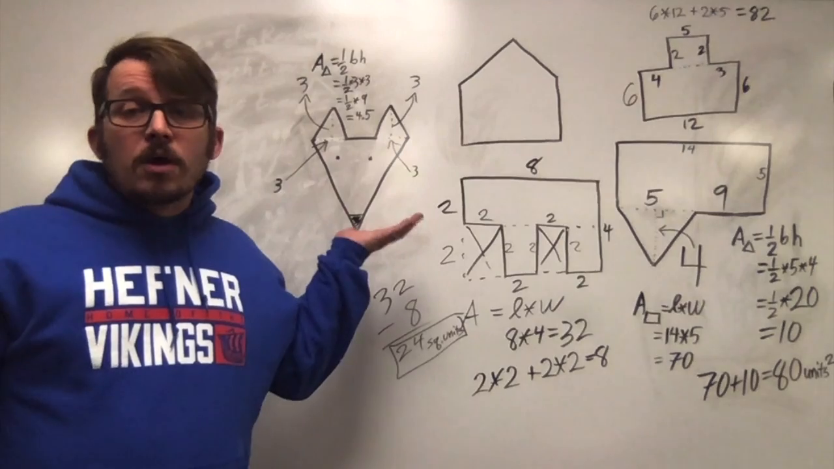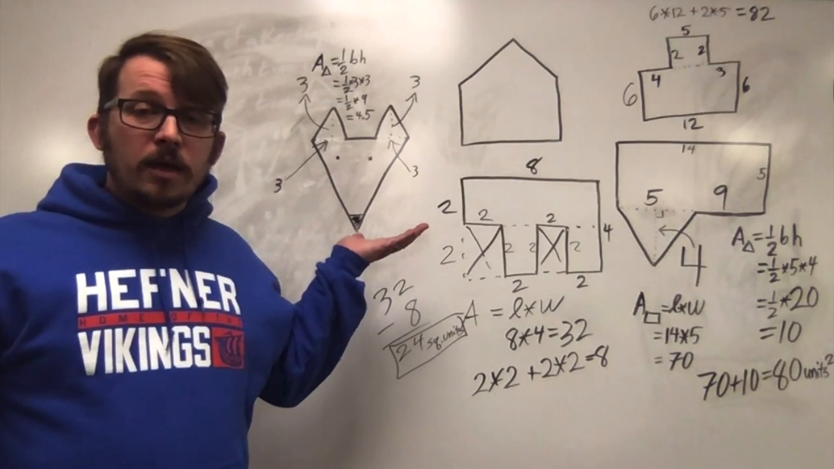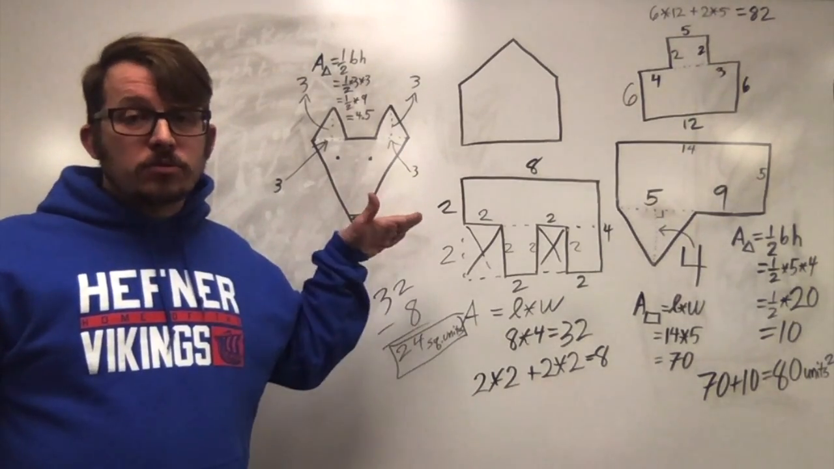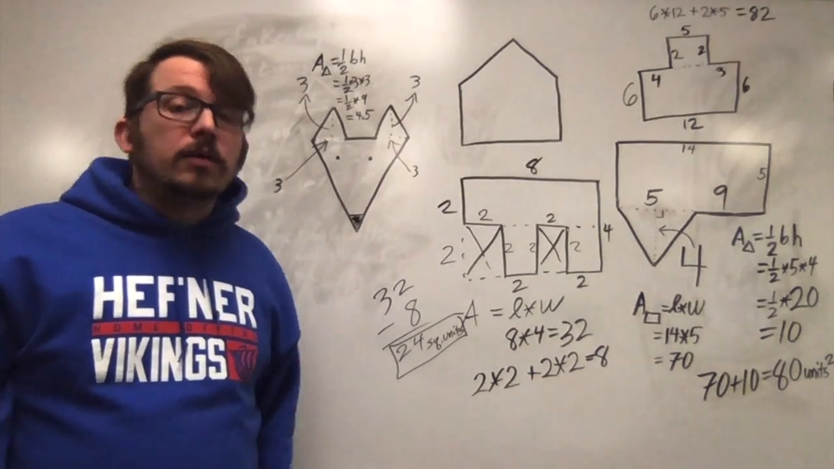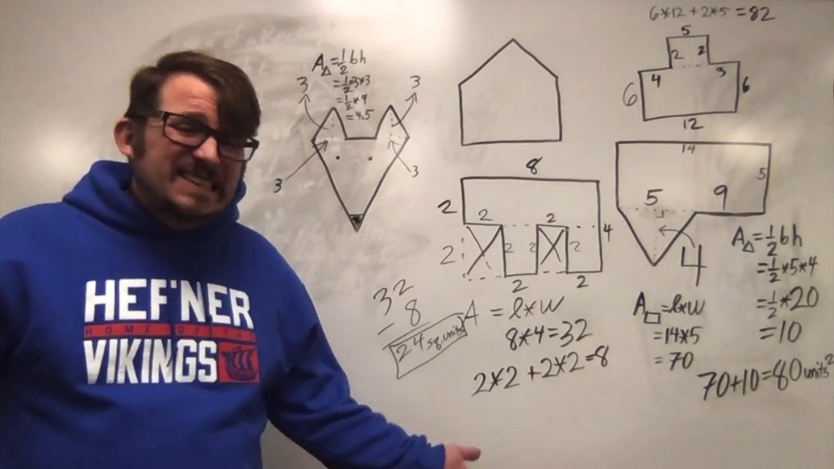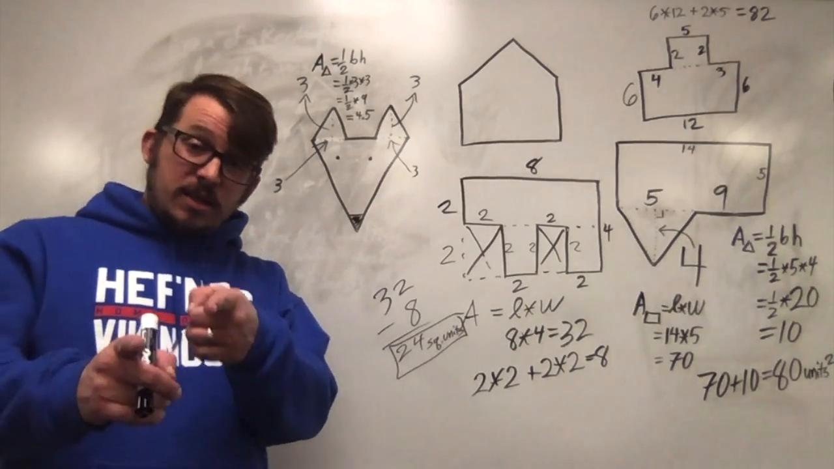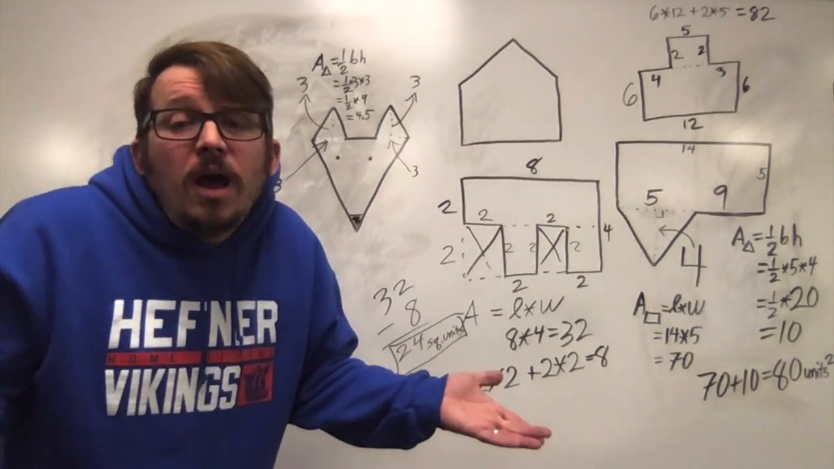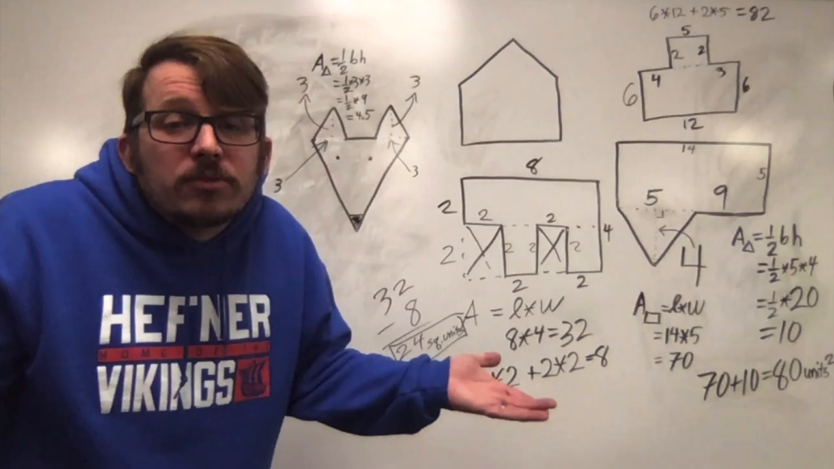Okay, so there it is. 1/2 the base times the height of the triangles. 3 times 3 is 9, and half of 9 is 4.5. Did you do that on your calculator? Why not? You can totally use a calculator for this stuff.